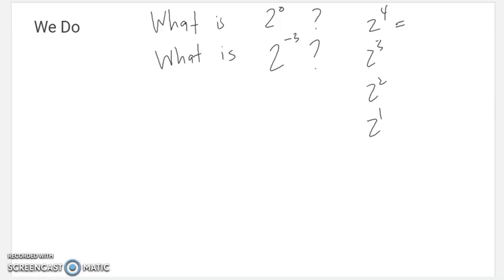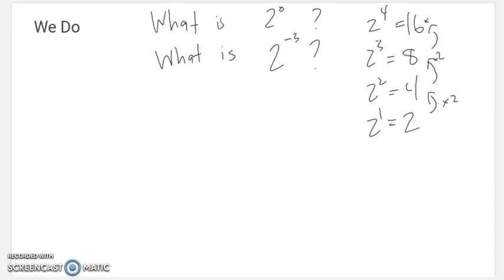So 2 to the 4th power, let's go up. 2 to the first power is 2. 2 to the 2nd power is 4. 2 to the 3rd power is 8. 2 to the 4th power is 16. And so we're always multiplying by one more 2, right?